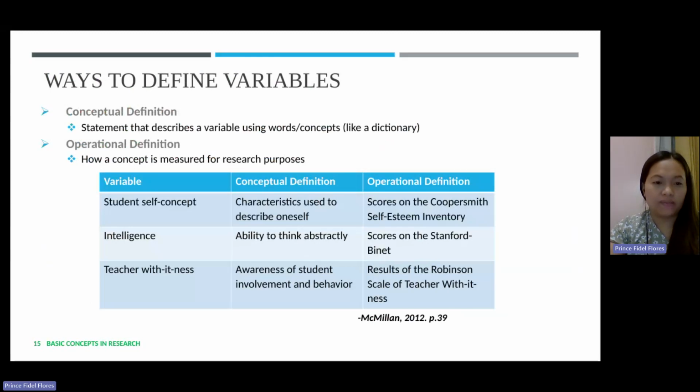Ways to define variables. The two most common types of variable definitions are conceptual definitions and operational definitions. The conceptual definition is a statement that describes a variable using words or concepts, like a dictionary. The other one is the operational definition, how a concept is measured for research purposes. In the examples in this table, conceptual definitions are broader summaries of a phenomenon of interest, while operational definitions explain how the phenomena or variables are measured specifically for that study.